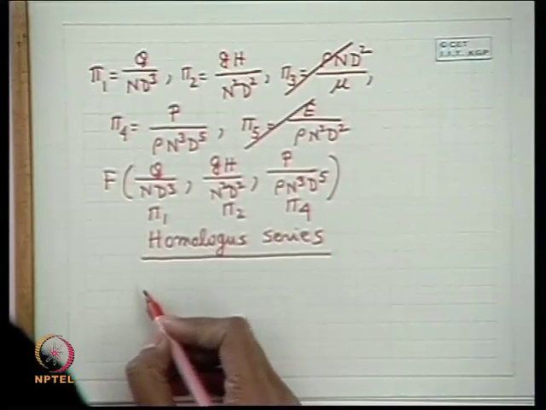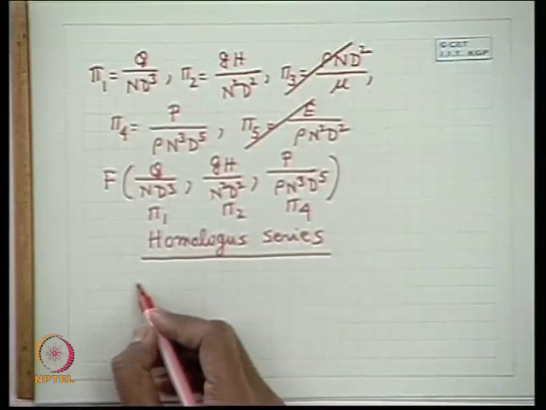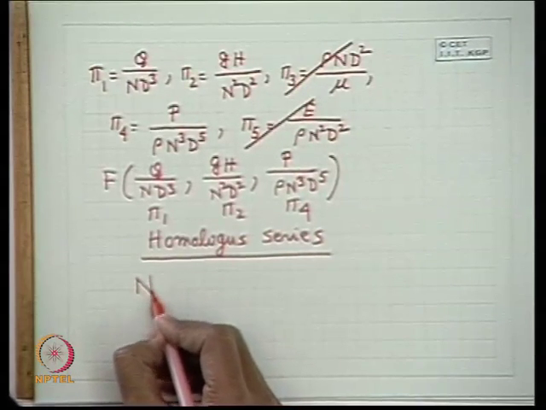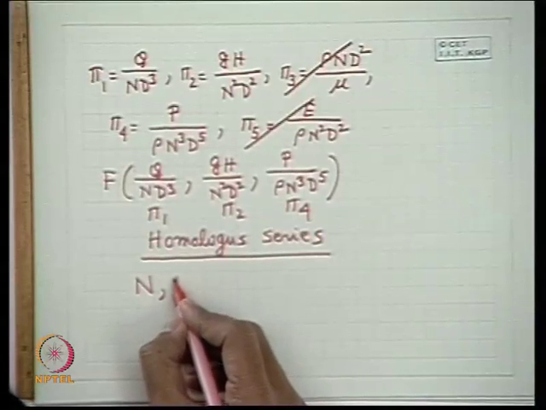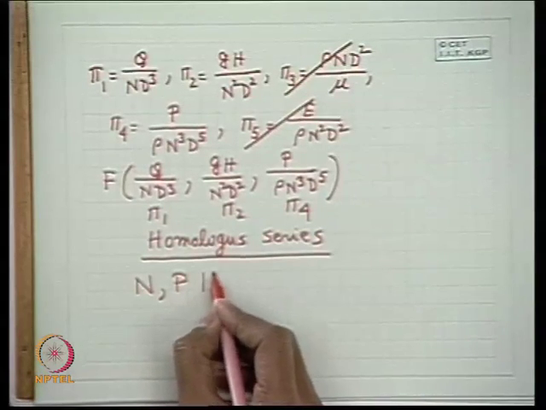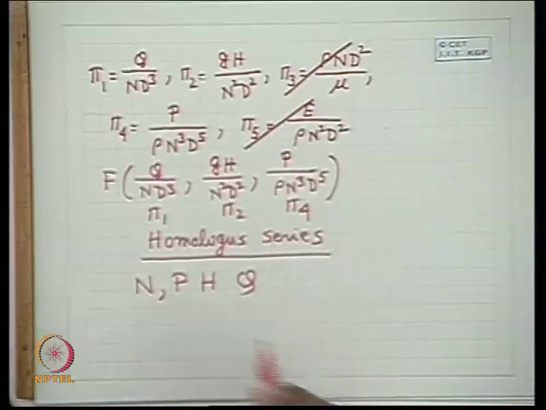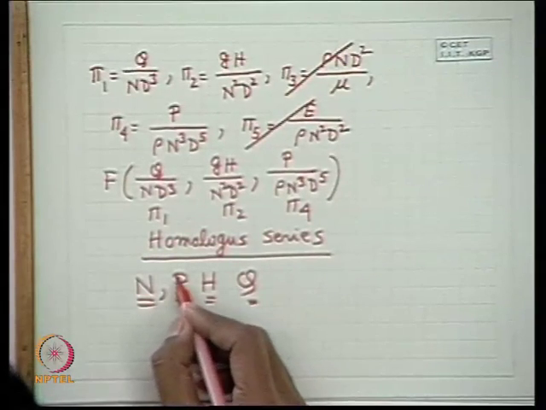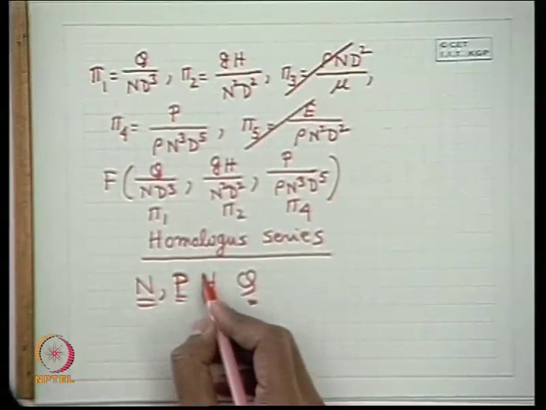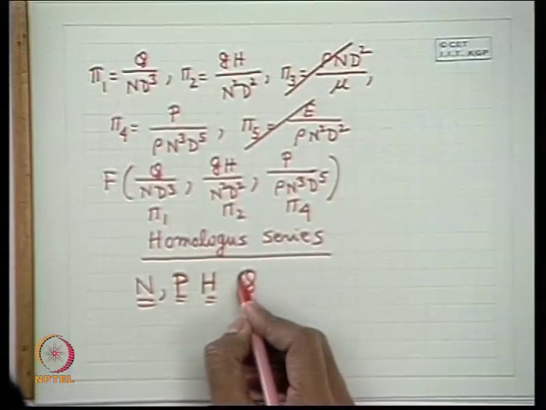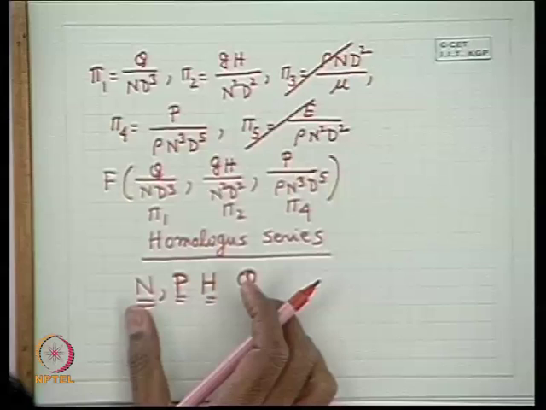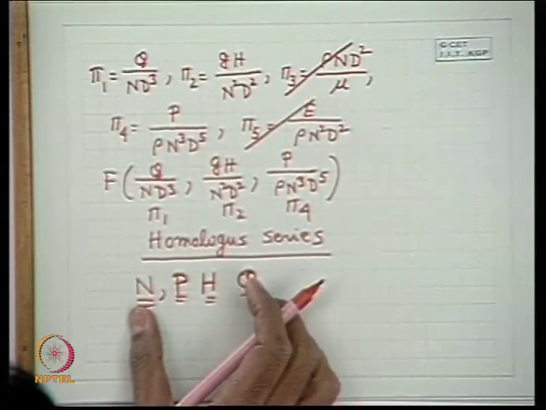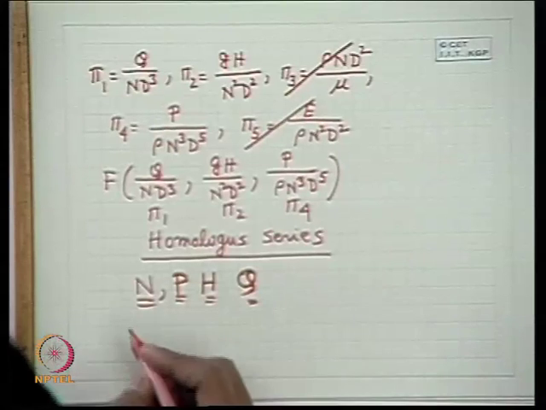Now you come to another situation. Usually, the performance of a fluid machine is expressed by the rotational speed, power, head developed, and the flow rate. These are the four quantities: rotational speed, power transferred between the fluid and the rotor, head across the machine, and the flow rate through the machine. These four quantities are the performance parameters of a machine. The machine is usually specified by these four performance parameters.